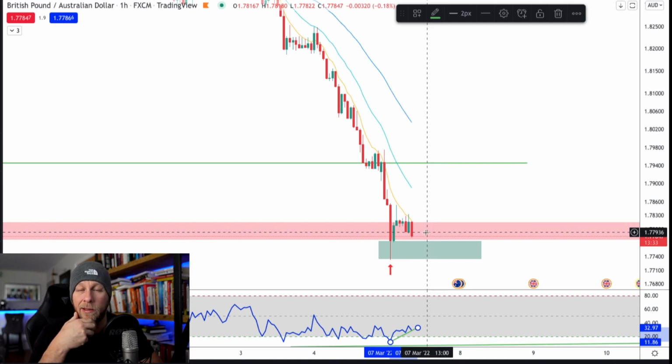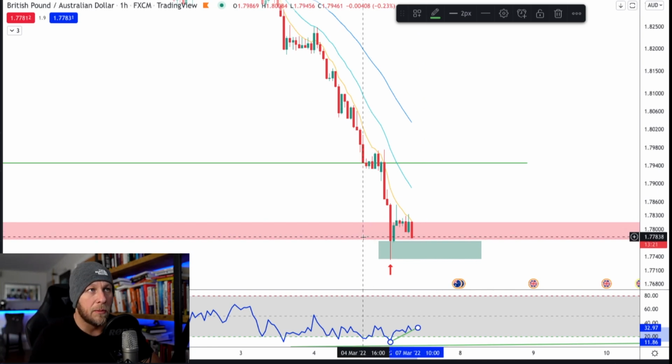And you want to check out the difference between regular divergence, which is for a reversal, or hidden divergence, which is for a continuation. That's going to keep you on the better trades, the higher probability trades, and keep you out of low probability trades.